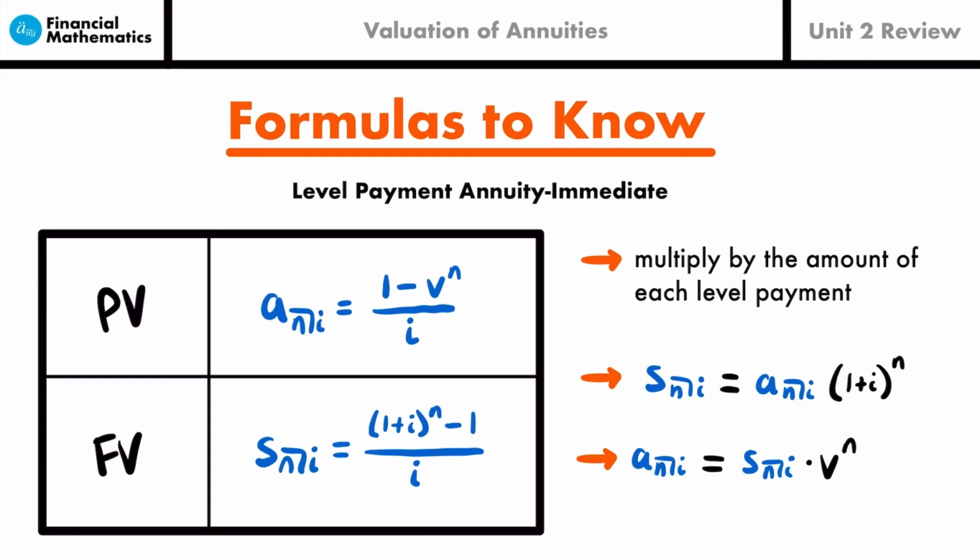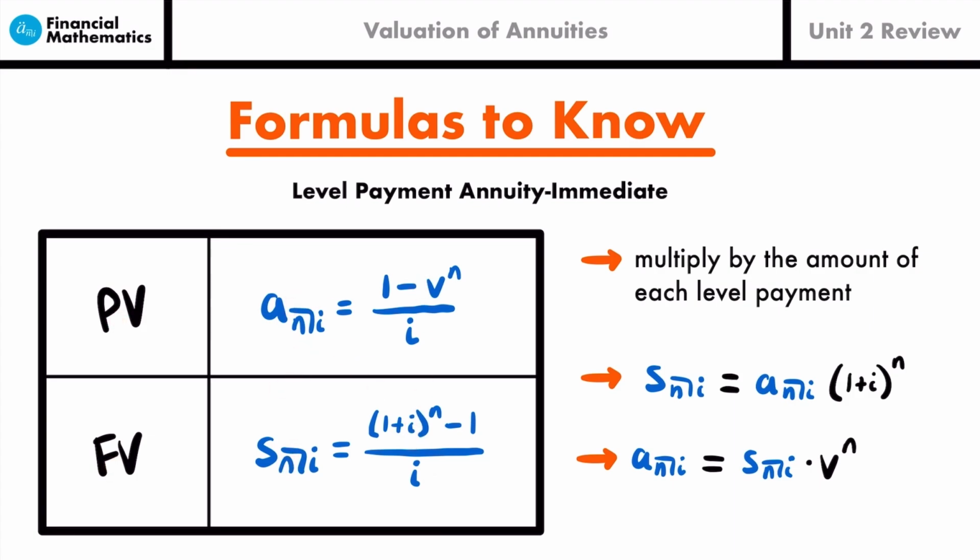payment cycle. But then if you want to calculate the future value of a level payment annuity immediate, this is the notation that you will use. We have s angle n at rate i. Again, n is the number of payments, i is the effective interest rate that matches the payment cycle, and that's equal to 1 plus i to the power of n, an accumulation factor to the power of n, minus 1 divided by i.